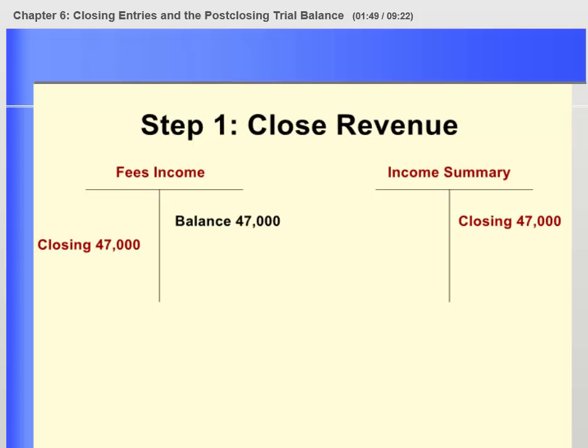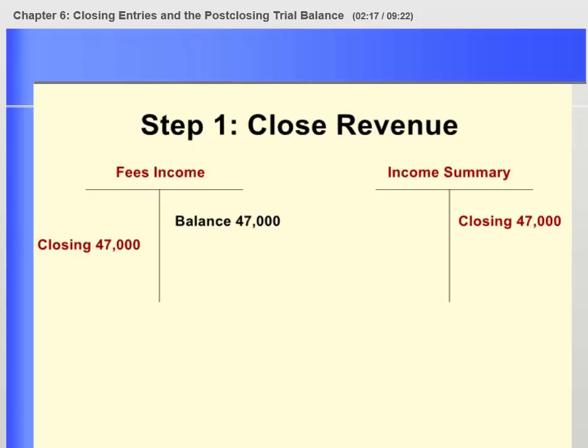To record a decrease in a revenue account, debit it and then make a corresponding entry to the income summary account. The revenue account, fees income, is decreased by $47,000 to zero. The $47,000 is transferred to the temporary owner's equity account, income summary. Fees income would be debited for $47,000 and income summary would be credited for $47,000.